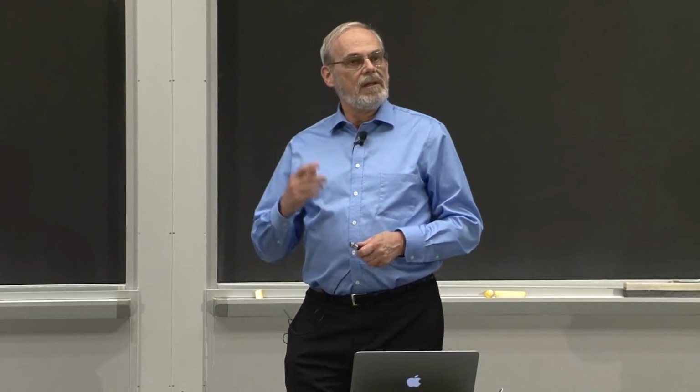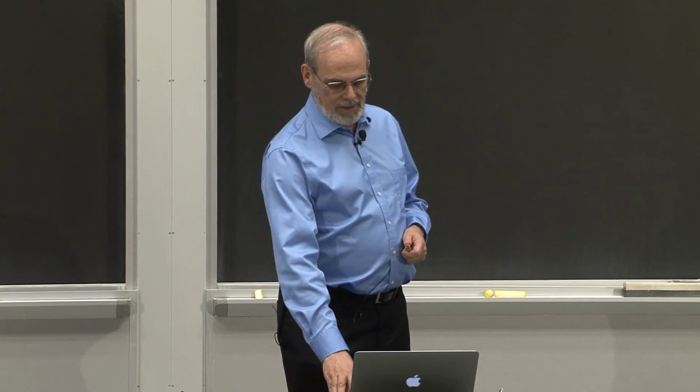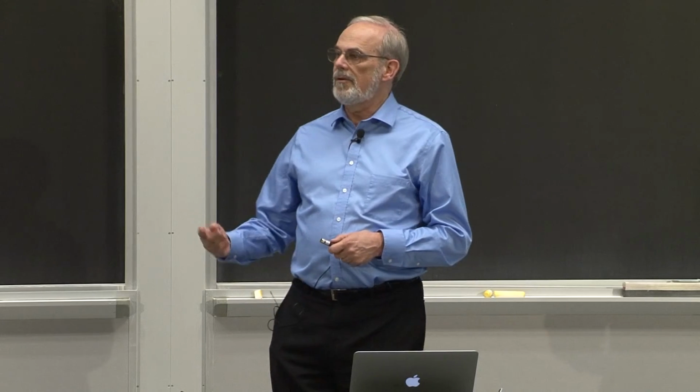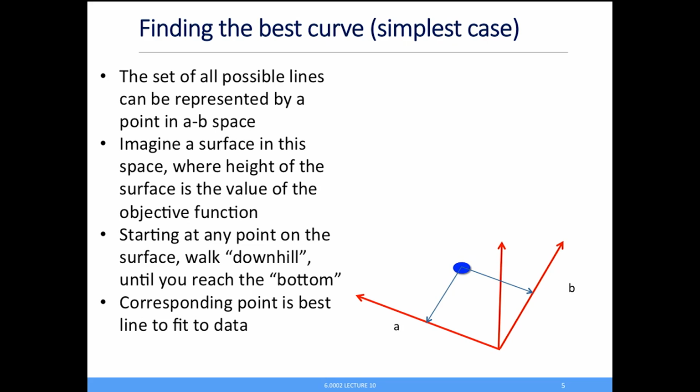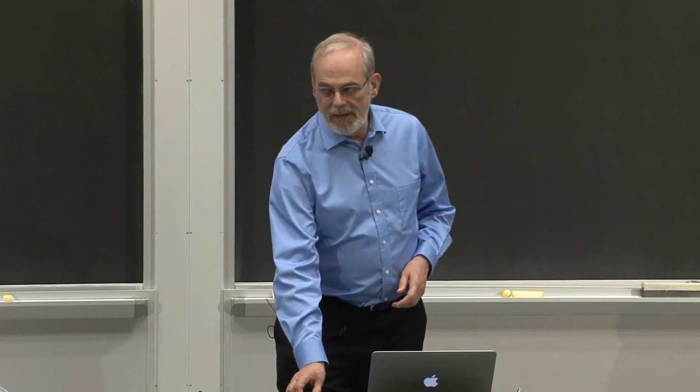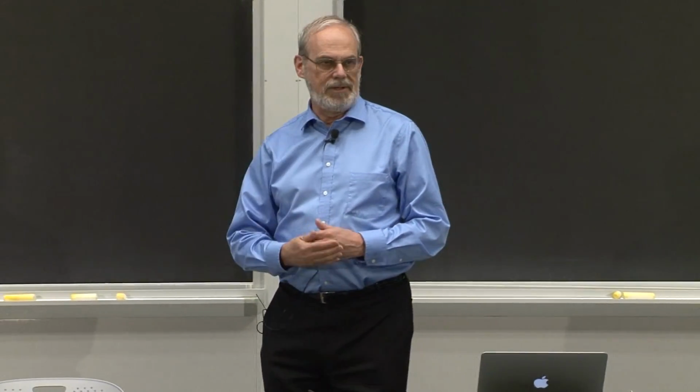And by the way, one of the nice things about doing sum of squares is that surface always has a concave shape. And now the idea of linear regression is I'm going to start at some point on that surface, and I'm just going to walk downhill until I get to the bottom. There will always be one bottom, one point. And once I get to that point, that a and b value tell me the best line. So it's called linear regression because I'm linearly walking downhill on this space.